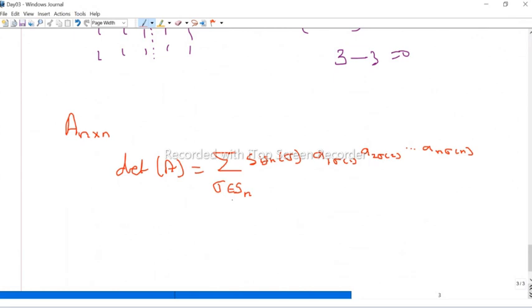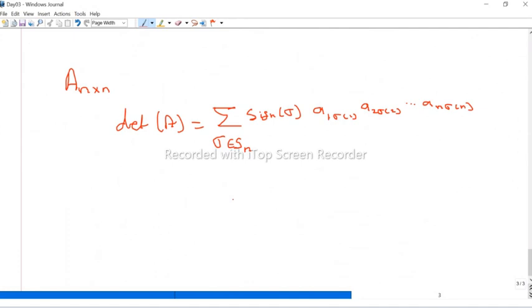We are not going to use this formula for any problem solving, but you should know the formula to find the determinant of any n by n matrix. Now what do we mean by Sn? Sn is the collection of all functions from the set of n elements, 1 to n, to 1 to n, and the sigma should be a bijection.